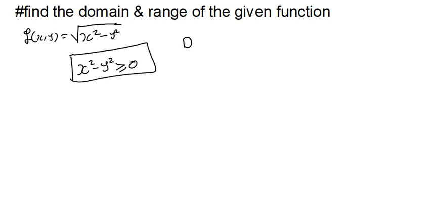How can we write it? You can write inside set-builder notation the domain. You have that of x comma y, such that x squared minus y squared should be greater than 0, and that's our domain right there.